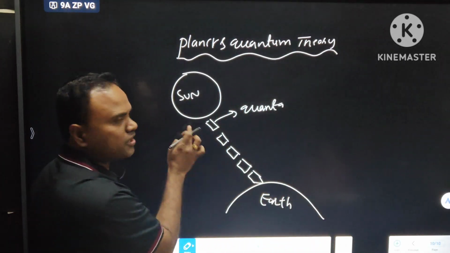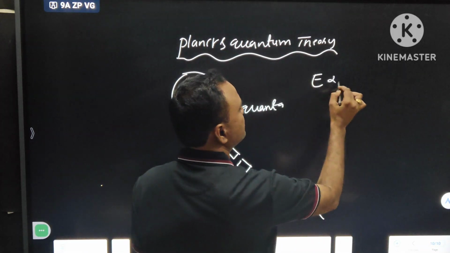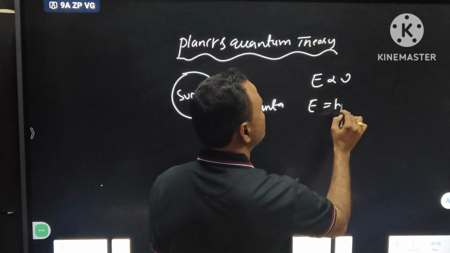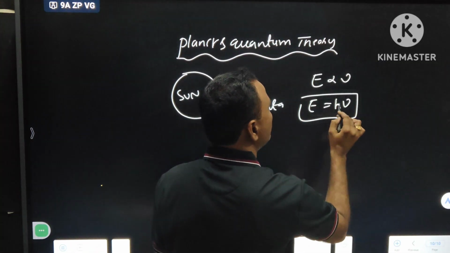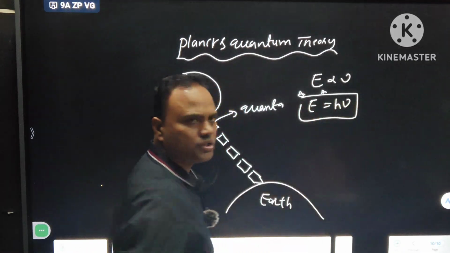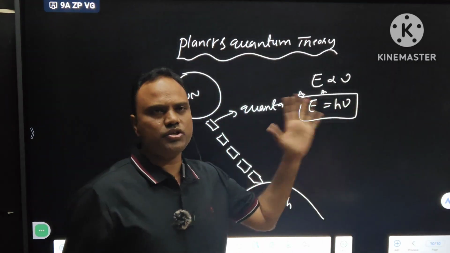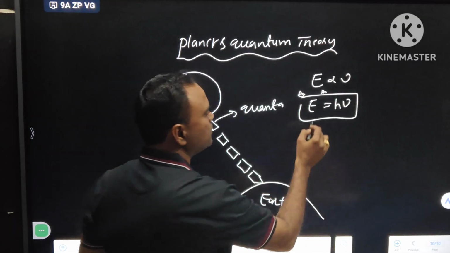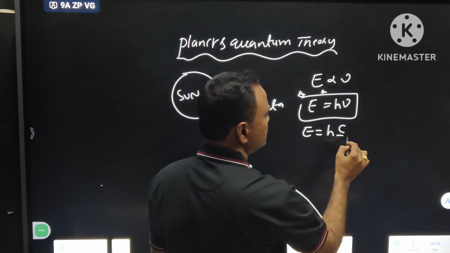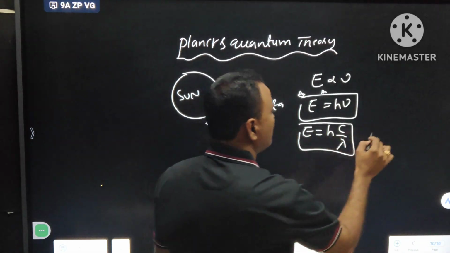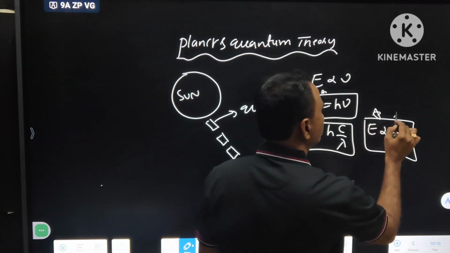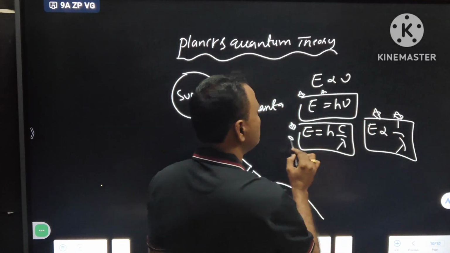And the energy of this radiation is proportional to frequency. Just now I gave one formula. Remove the proportionality: E is equal to h nu. This is Planck's equation, very, very important. Can I write it like this, h into nu, and what is nu? c by lambda. And what is the relation between energy and wavelength? Remember this. All these are very, very important. I am giving star marks for this.